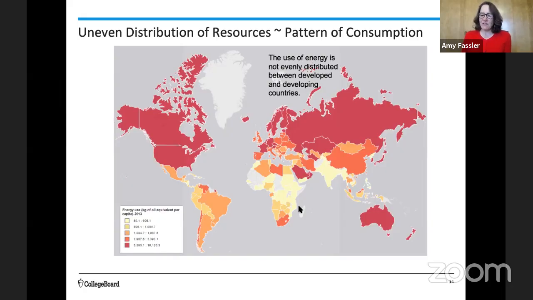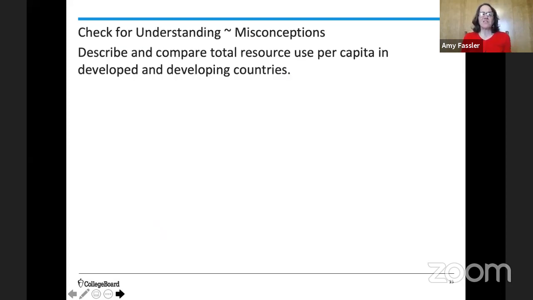And that makes sense if we connect this to the idea of the demographic transition model and what happens as a country goes through the process of being industrialized. Let's take a look then at a question that there's often a misconception about when we see questions about per capita energy use on the national exam.